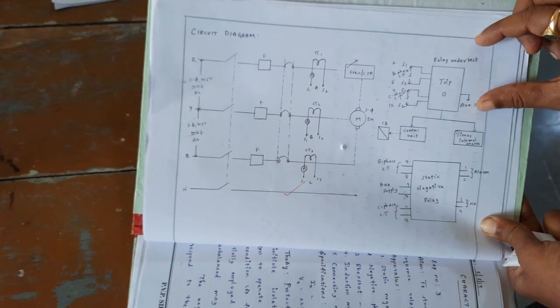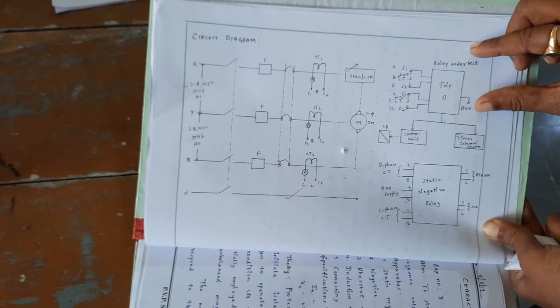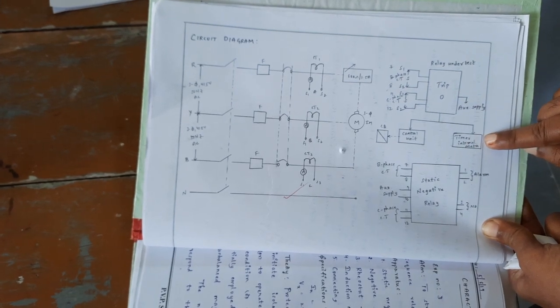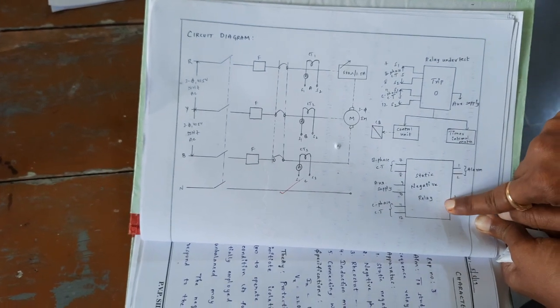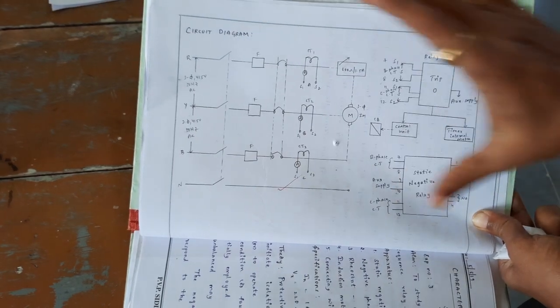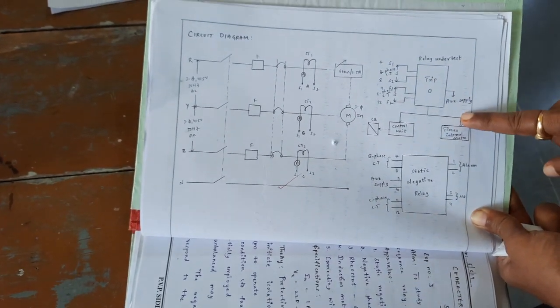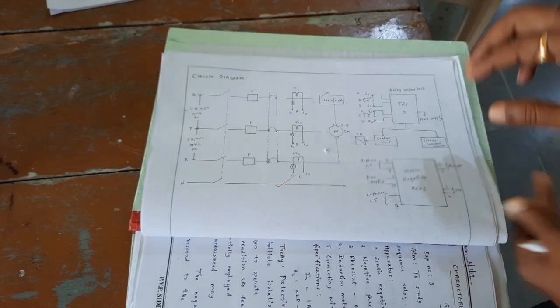With this, the relay under test, that kit, will be connected, which possesses the control unit and the time interval meter along with the static negative sequence relay. This is the order of the circuit diagram. This will be performed within a few minutes, and the observation has been made.